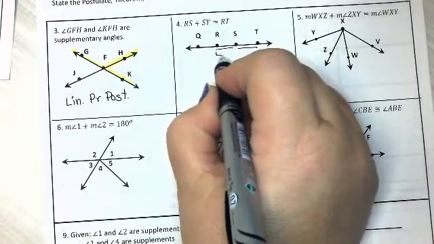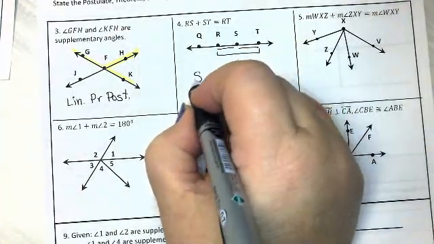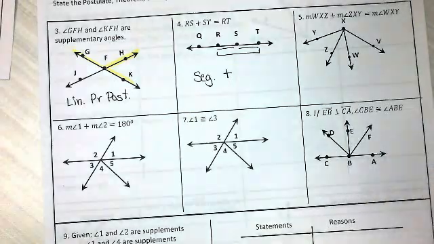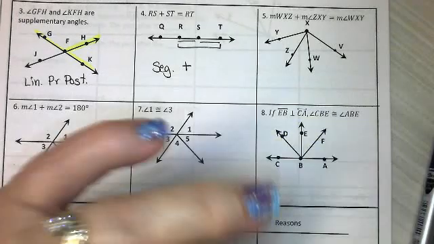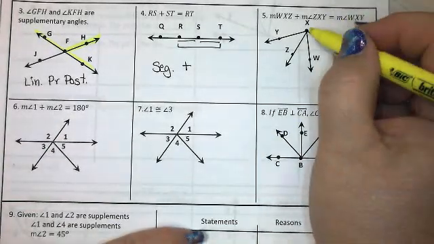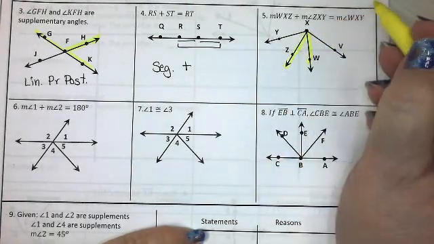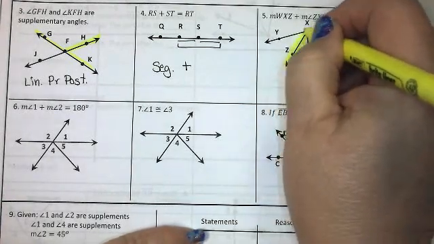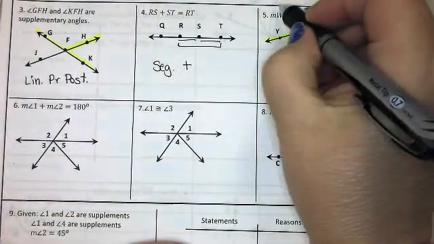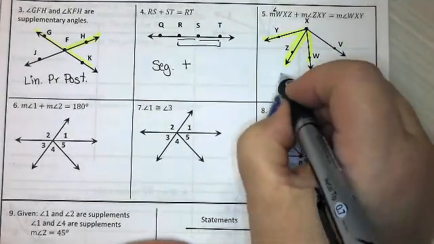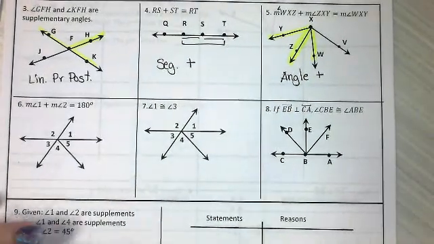How about this one? RS plus ST equals RT. I'm going to call that one segment addition. The little segment plus the little segment equals the big segment. This one says measure of angle WXZ. WXZ is right here. And angle ZXY is right here. Equals the measure of angle WXY. I'm going to go with angle addition. I added 2 small angles to get a bigger angle.